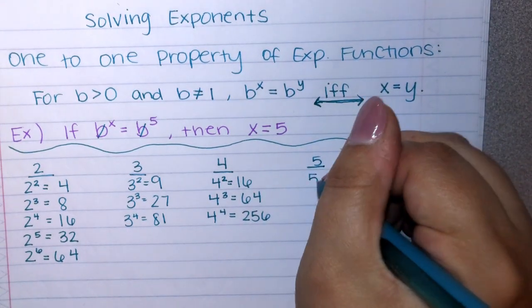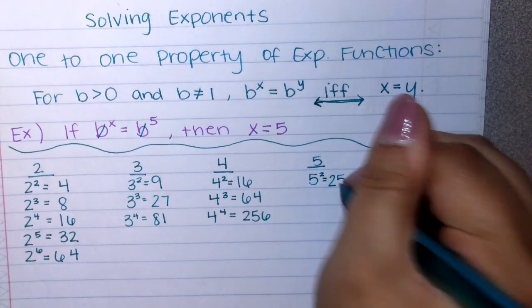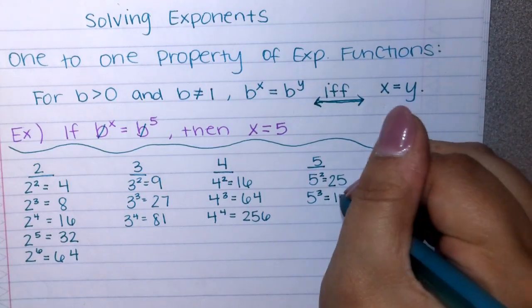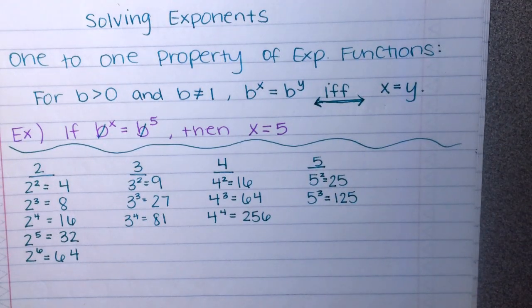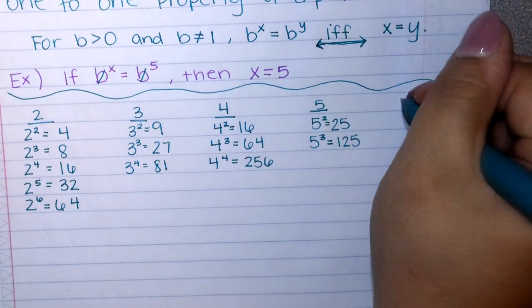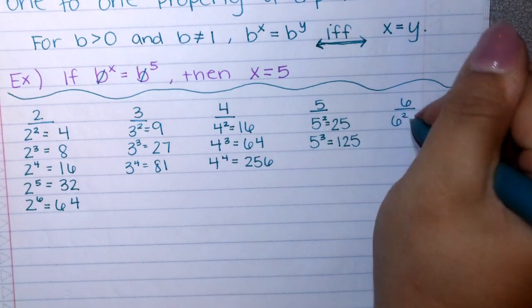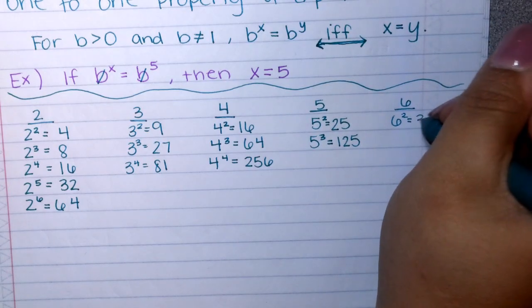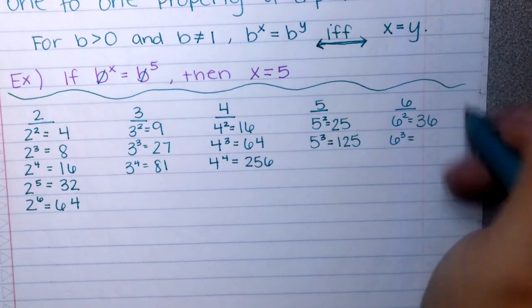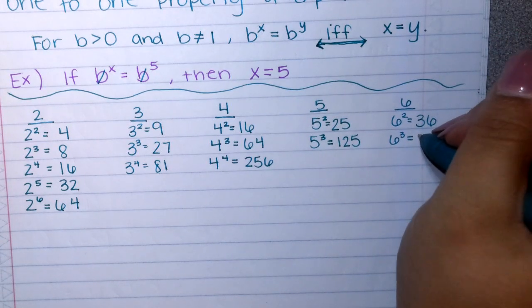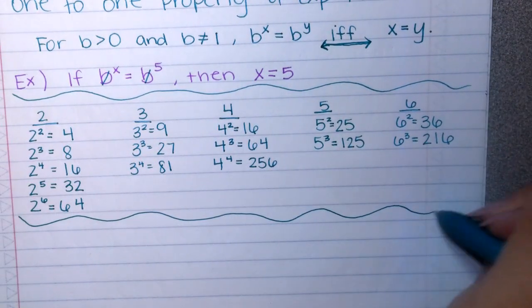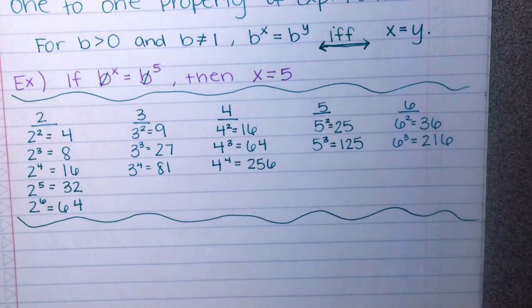For 5s, you need to have 5 squared memorized, and 5 cubed. For 6, you need to know 6 squared and 6 cubed, 216. Your life will be easier if you have these memorized.